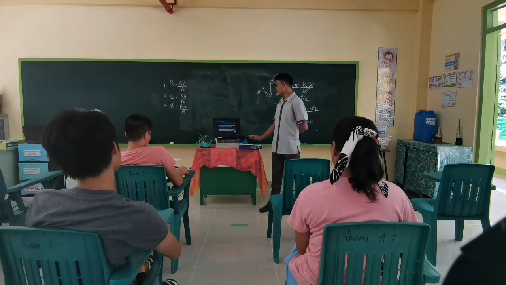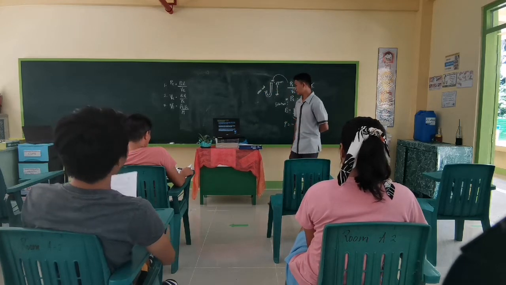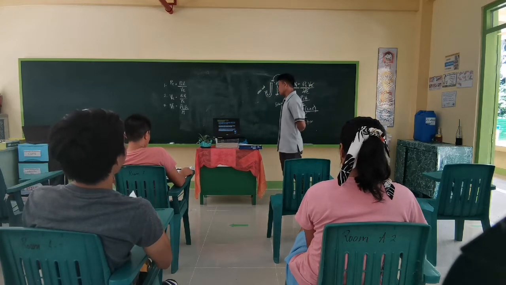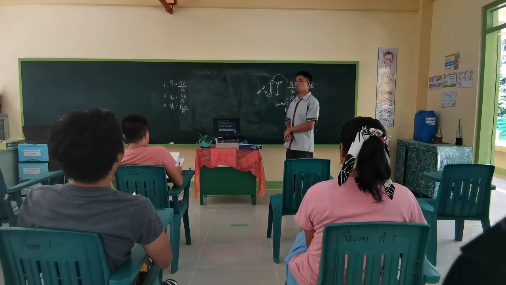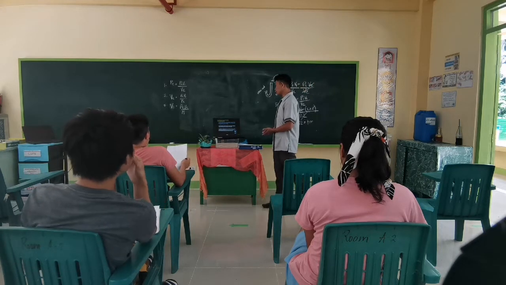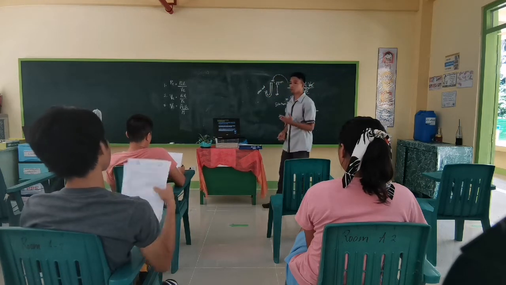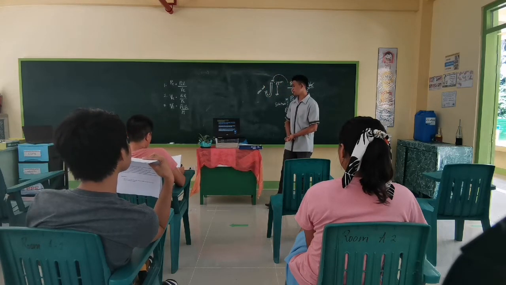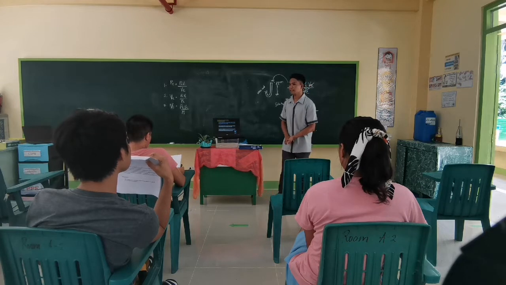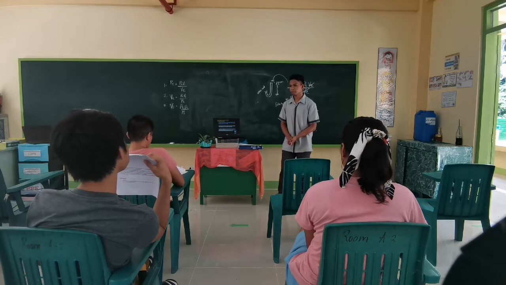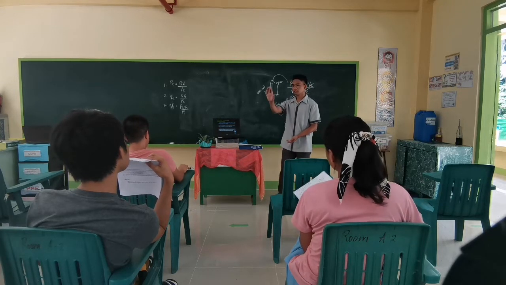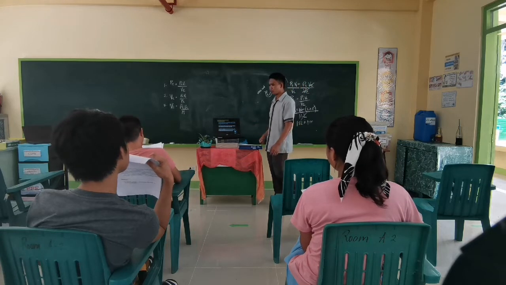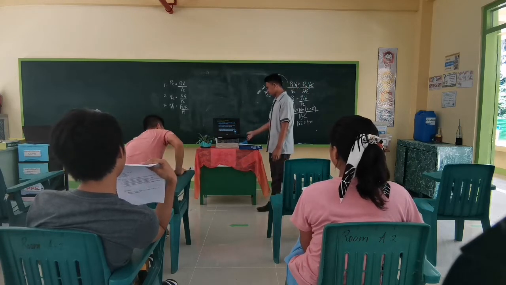Number 1. A sample of oxygen gas at 3 atmosphere has a volume of 100 liters. When compressed, its volume is reduced to 73 liters. What is the pressure of the gas when the volume is 73 liters? What's the answer? Sir, then please go to the board and write your answer.